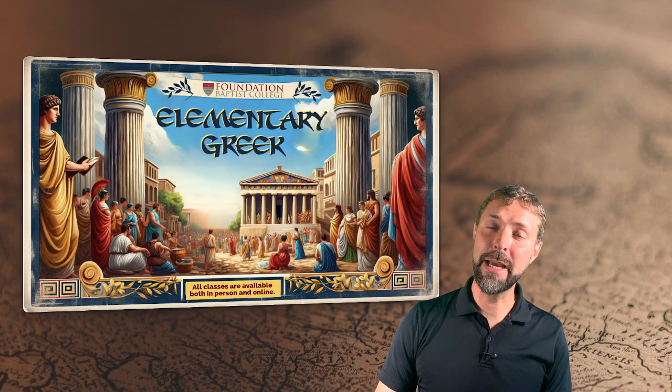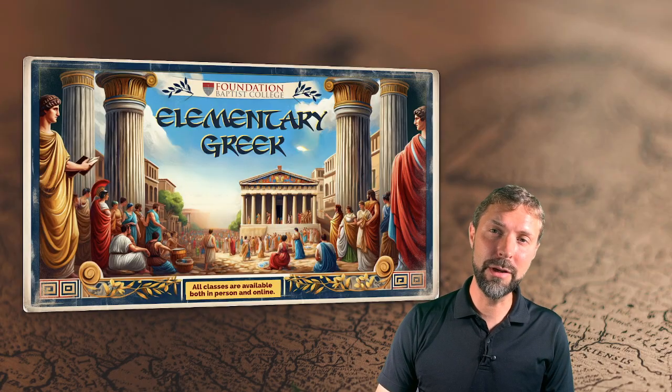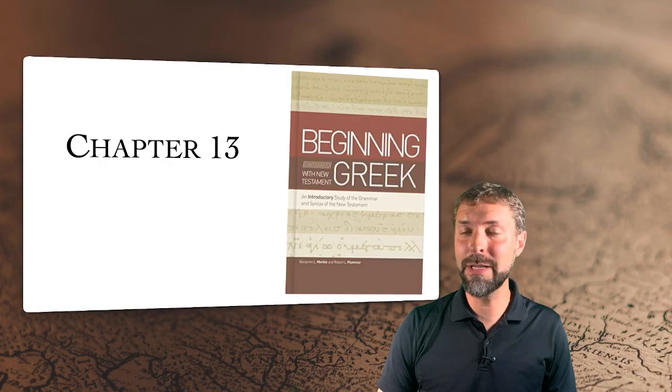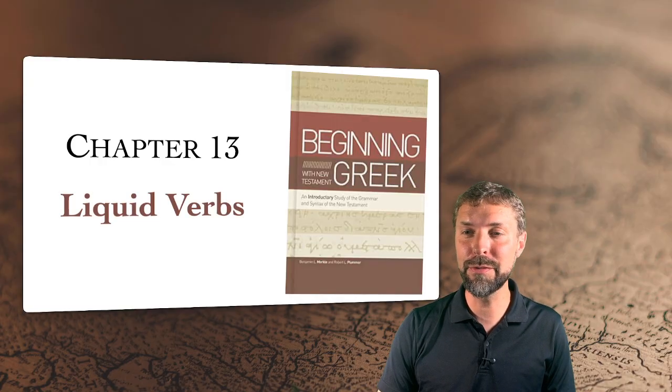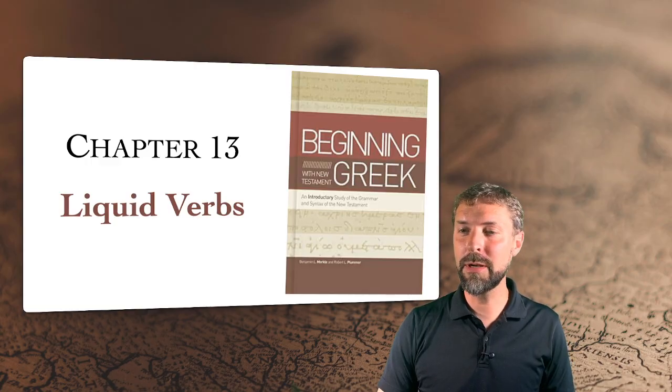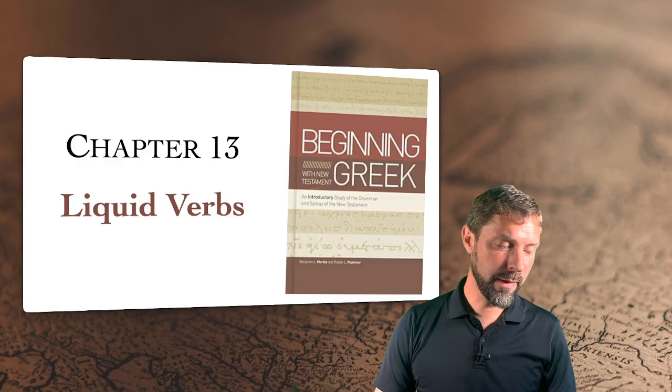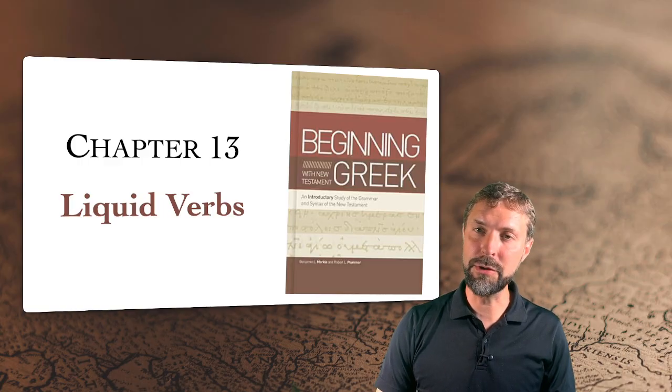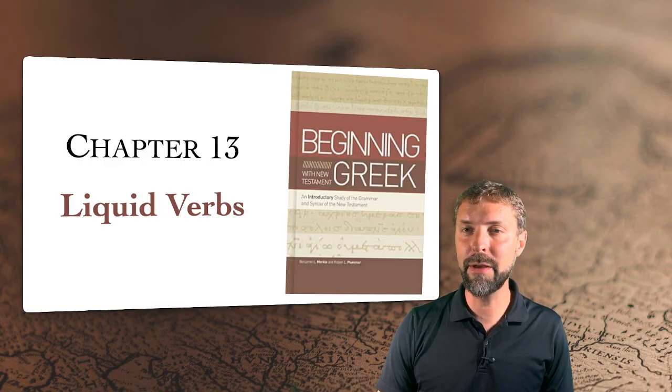This is the class Elementary Greek, and we're continuing now with chapter 13 in Plummer and Merkel's Beginning with New Testament Greek. This chapter is on liquid verbs. So one of the things I mentioned in the previous lecture is that we have a series of chapters here that are kind of built around seeing how the patterns we learned don't always apply.